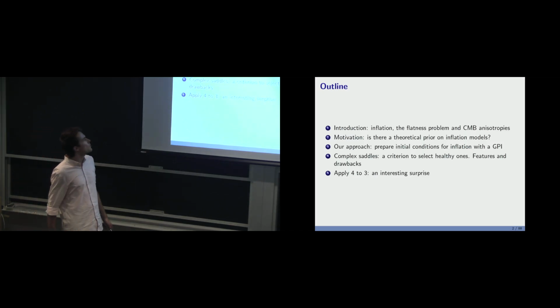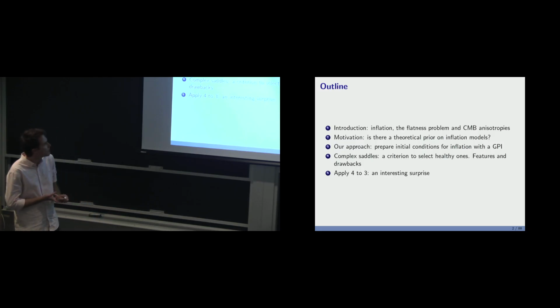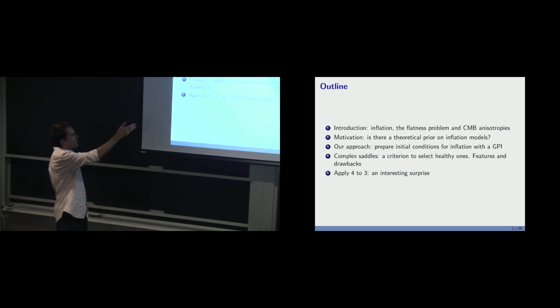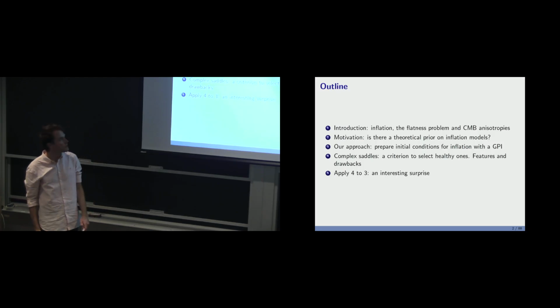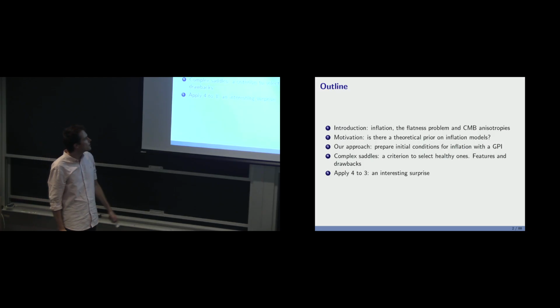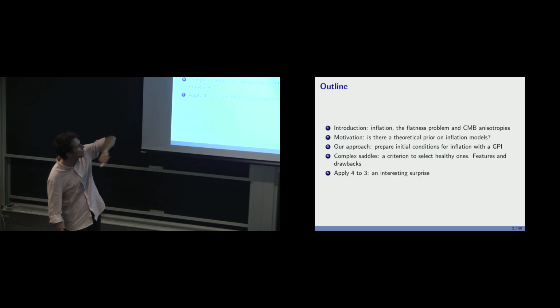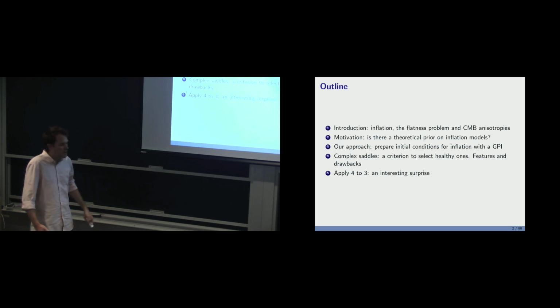Then our approach to this is to prepare initial conditions for inflation with a gravitational path integral, which, although we don't completely understand it, still could be useful. This gravitational path integral will involve saddle points which are complex space-time metrics, and I'll discuss a criterion to select healthy, good saddle points and distinguish them from bad ones. It's not on completely firm footing at the level of a proof, but I'll discuss some features and drawbacks of that. Then I'll apply that criterion to the saddle points that we get by trying to prepare initial conditions for inflation, and we come to some interesting surprise.